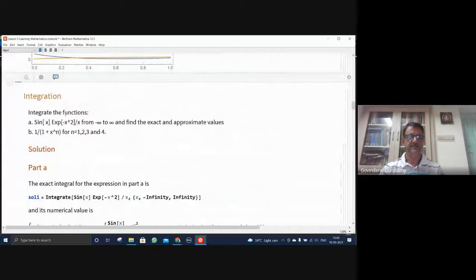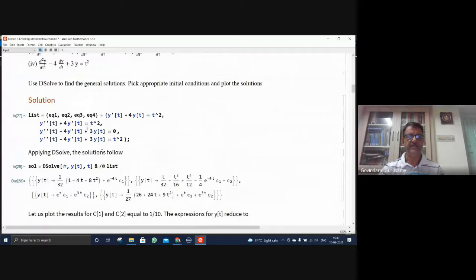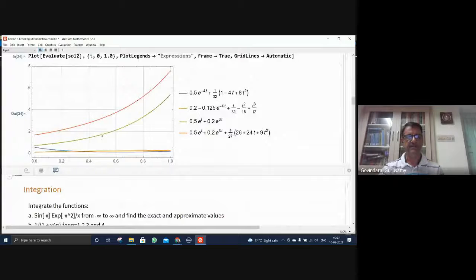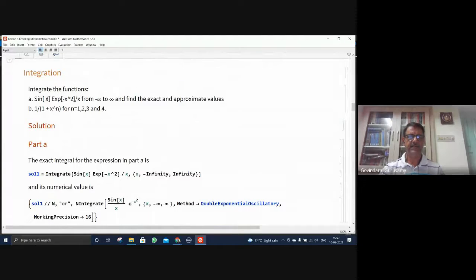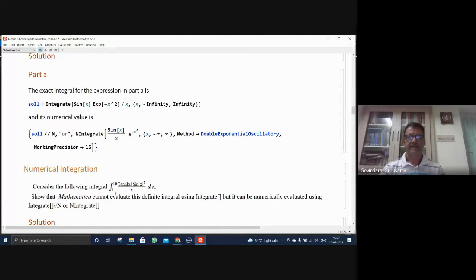Okay, now next let's integrate the function. We have done the differentiation. We have seen the differential equations of the similar type. We are coming to the integration. So integrate sin x times exponential of minus x squared by x, from minus infinity to plus infinity. See the range. Find the exact and approximate values. The exact and approximate values. Then 1 by (1 plus x power n), for n equal to 1, 2, 3, 4. So it should also be integrated. Okay, so now integrate. X varies from this to this. Find out the number.